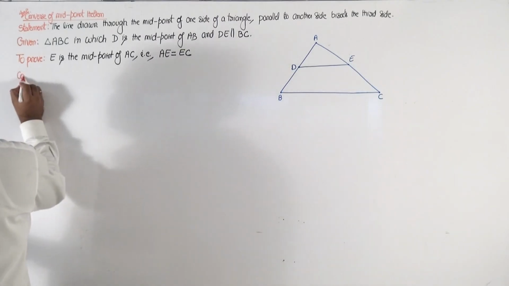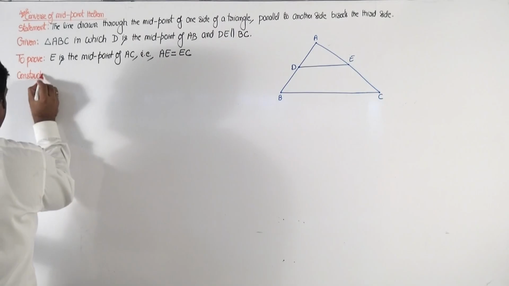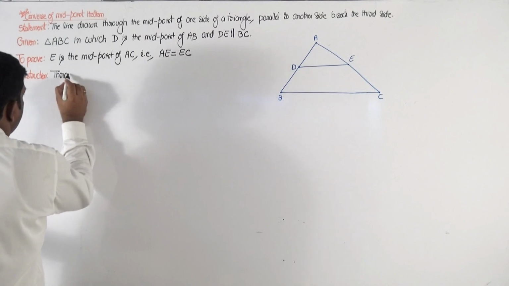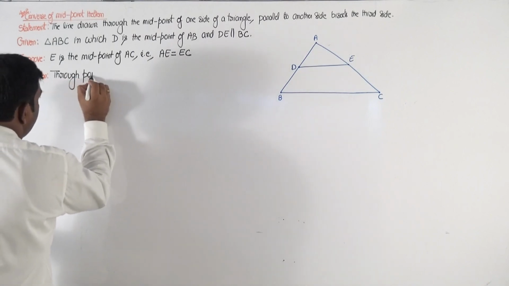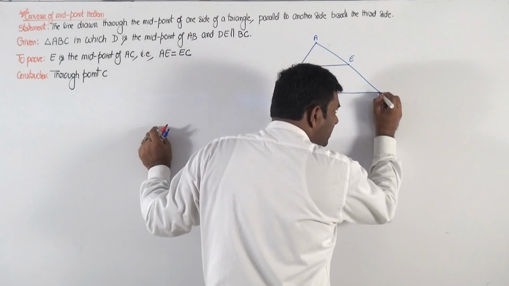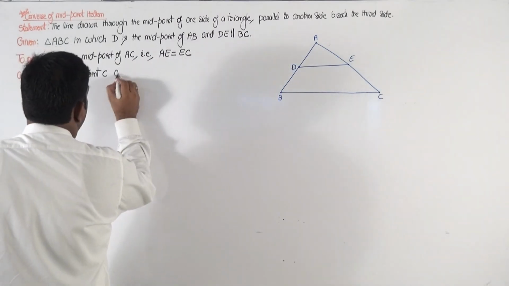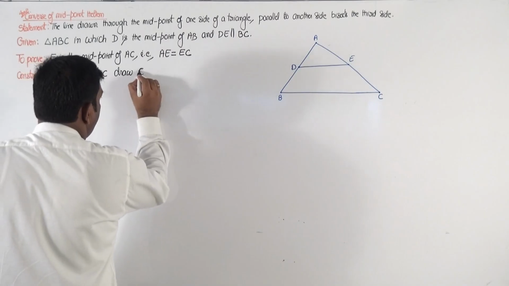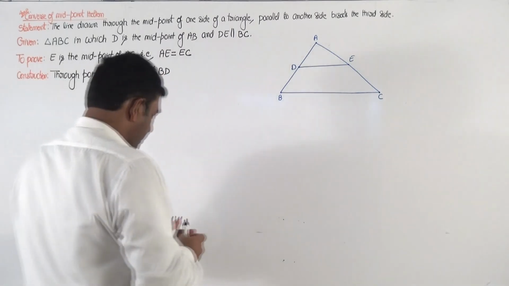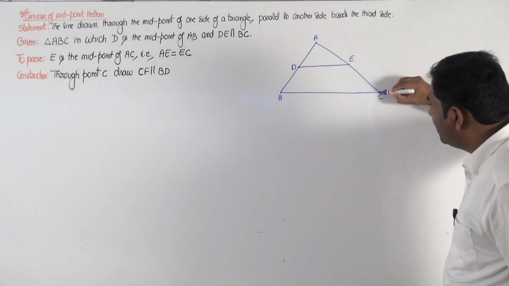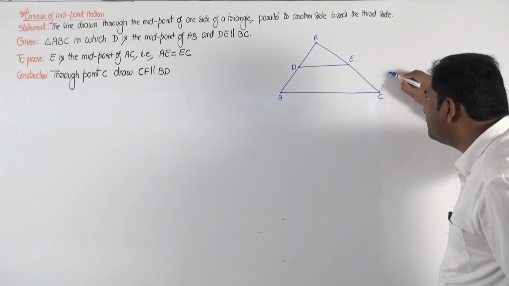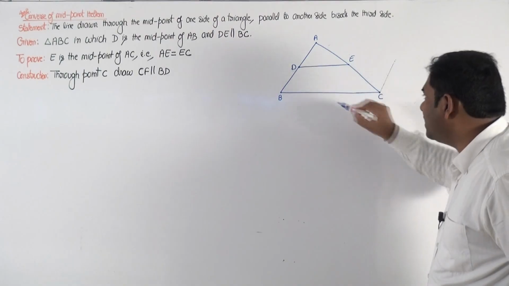Now construction. Through point C, यहां से कंस्ट्रक्शन, थ्रू पॉइंट C ड्रॉ CF पैरेलल टू BD. यहां से एक लाइन ड्रॉ करो, थ्रू पॉइंट C ड्रॉ ए लाइन पैरेलल टू BD. BD के पैरेलल में होना चाहिए.